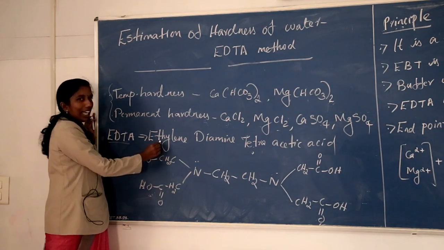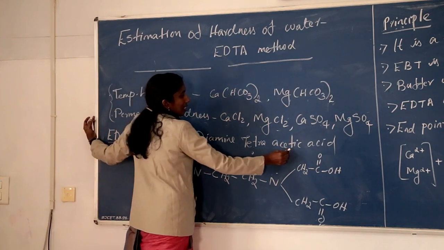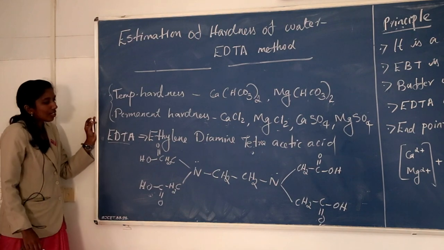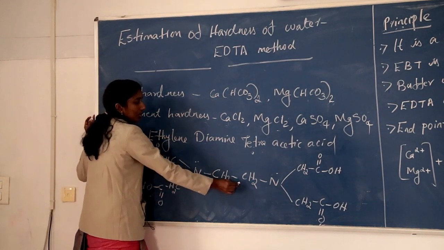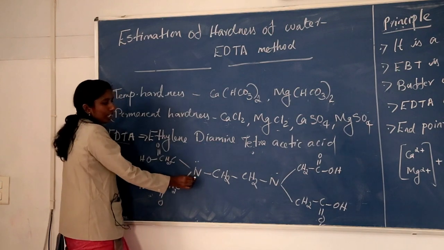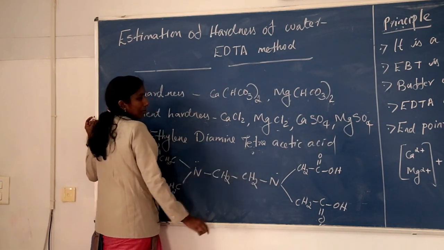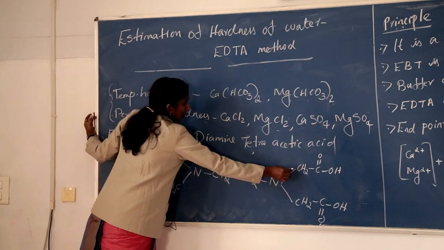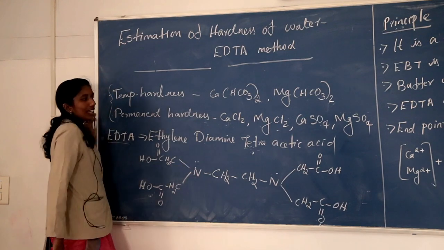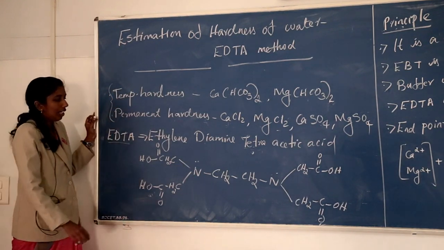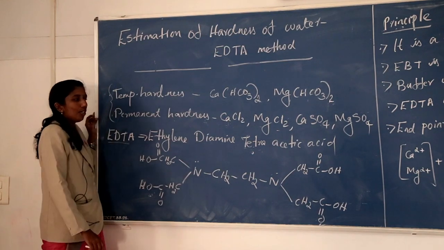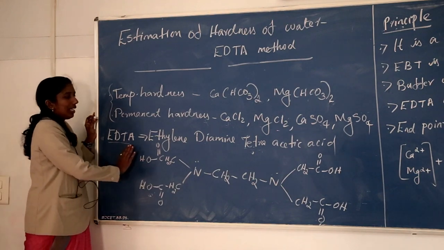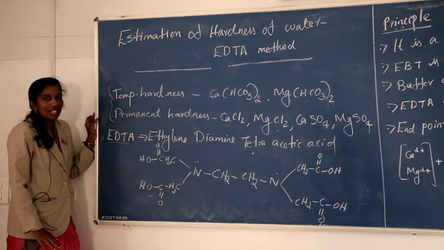EDTA is ethylene diamine tetraacetic acid. What is the structure of EDTA? Ethylene CH2, diamine NH2, tetra means 4. So these hydrogen atoms are removed and replaced by acetic acid groups, 4 acetic acid, so tetraacetic acid. EDTA is not soluble in water, so we use disodium salt of EDTA.